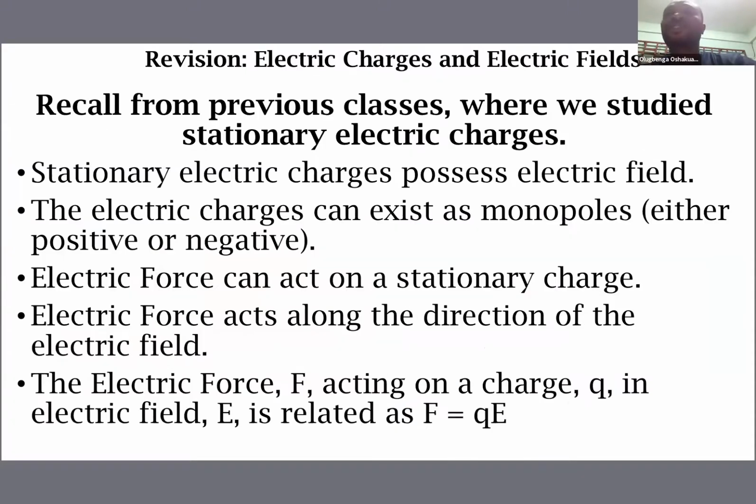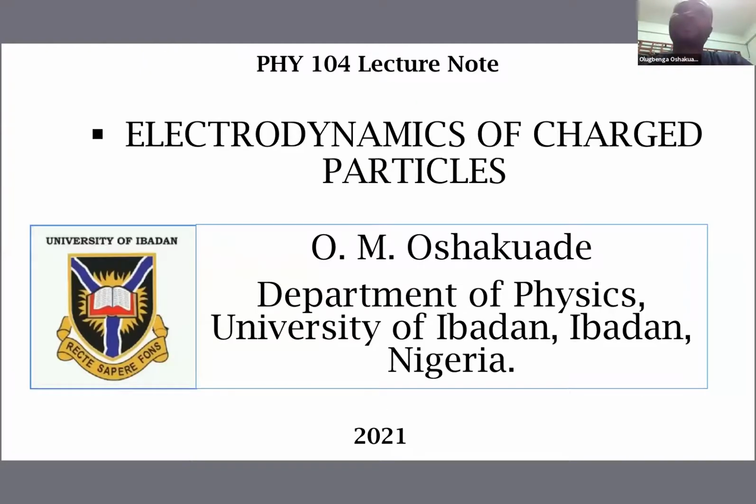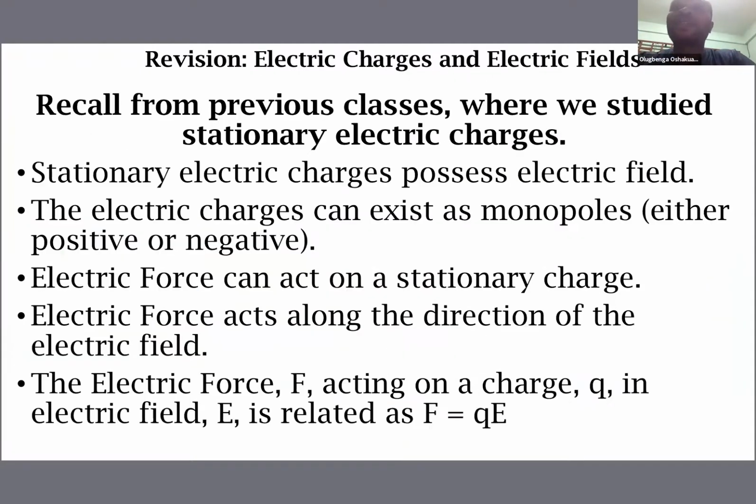But before then, let's try to remind ourselves of some things we have learned before. We should always remember that stationary charges possess electric field, just like we had in the first class, where a positive charge would have electric lines of force directed radially outwards.